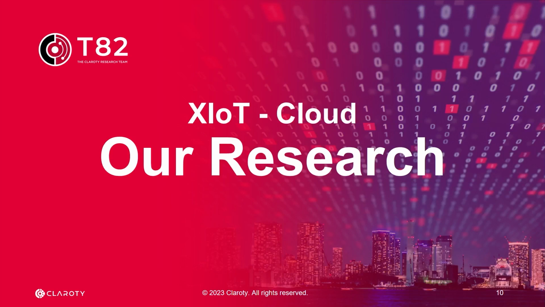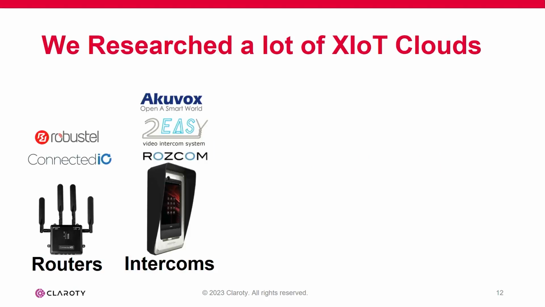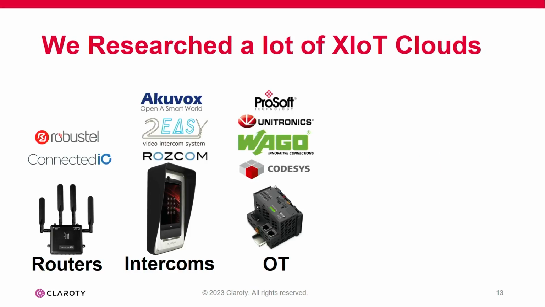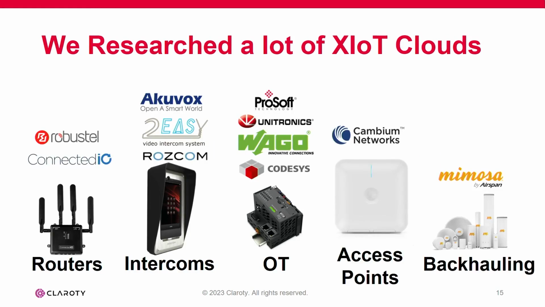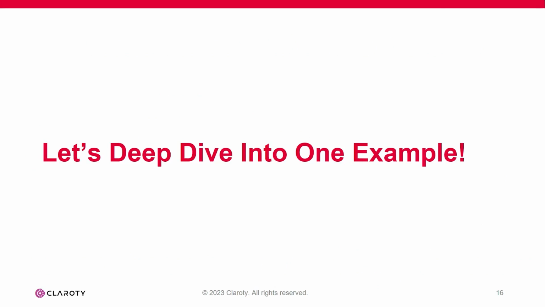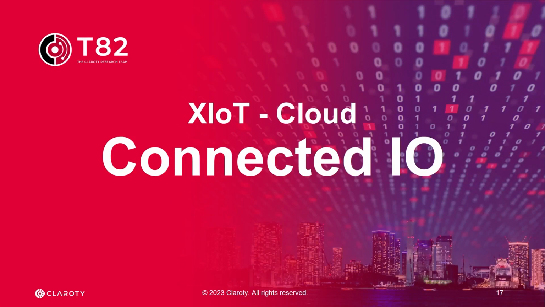Today, we're going to showcase how you can pwn those devices and understand the architecture in order to find architecture flaws and basically achieve full control over said devices and everything they hide behind. Over the years, we've done a lot of research, ranging from routers to intercoms, OT devices, SCADA, access points, and backhauling devices. However, today we're going to showcase one research in particular, being Connected.io.